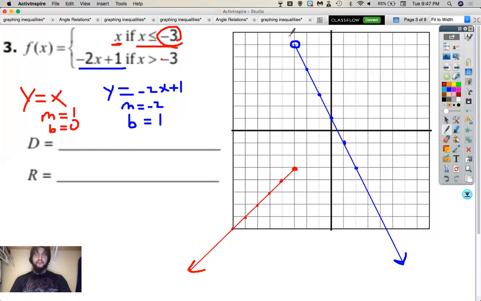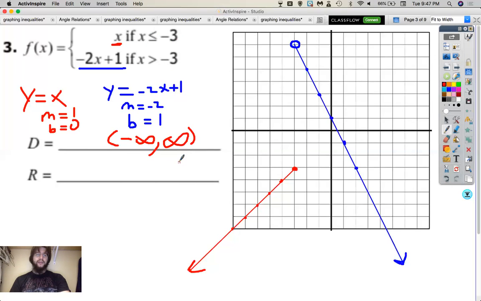So if we look at this now, it wants the domain and the range. Domain's real easy. You look at your conditions. Is there anything in here that's not included? Well, we got everything to the left of -3 and -3, and we got everything to the right of -3. I think we got everything, don't we? So my domain's negative infinity to infinity. There's nothing that was skipped.